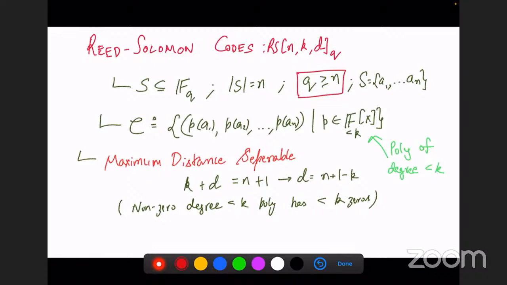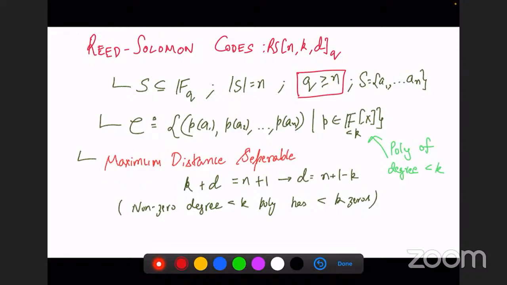Okay, sorry, I thought I lost people for a while. Yeah, so what is script-C? Script-C is just evaluating low degree polynomials at the set of evaluation points a1 to an.